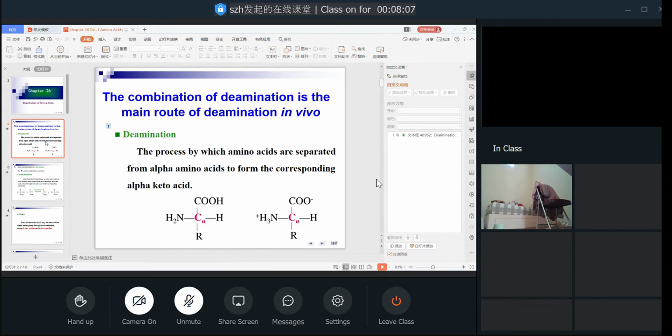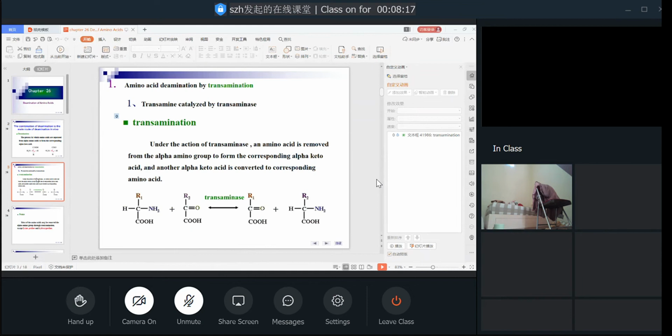You can see the amino acid listed as the formula, the molecule, for example here R1, the side chain, and lastly it produces the alpha ketone acid. This process is deamination. How to do deamination?